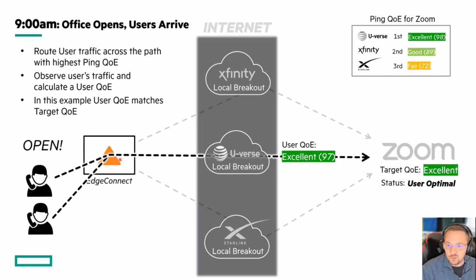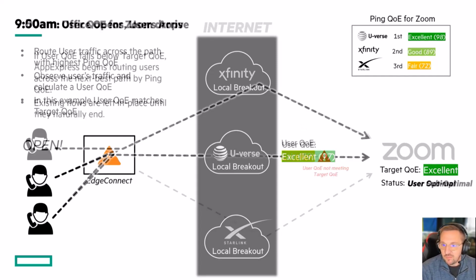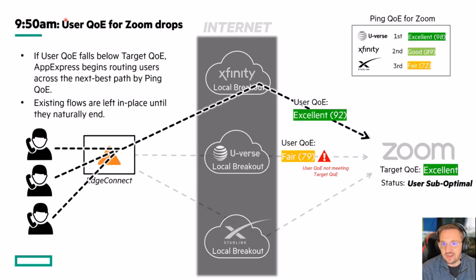So in this case, we put the users on the path. They are heading across UVerse to Zoom, and we look at their flows and we see that they have a 97. That's great. That means that AppExpress identified the best path. It put users on that path, and their experience matched what we thought they would get. But now imagine a little time passes. It's 9:50, and the user QoE for our Zoom flows starts to drop.